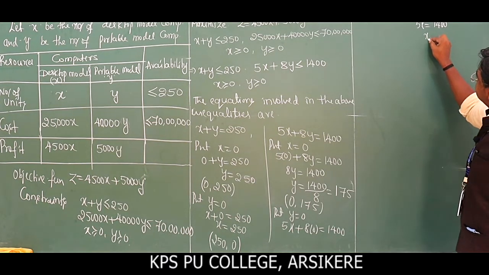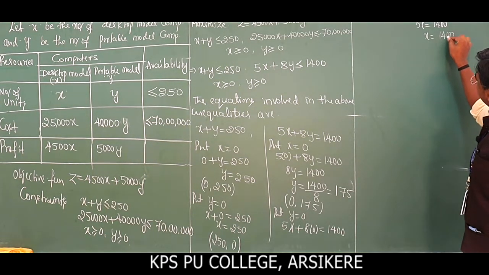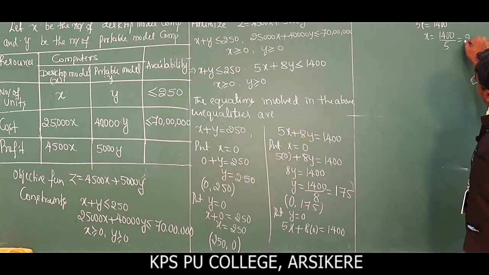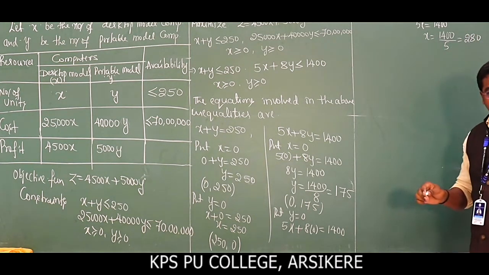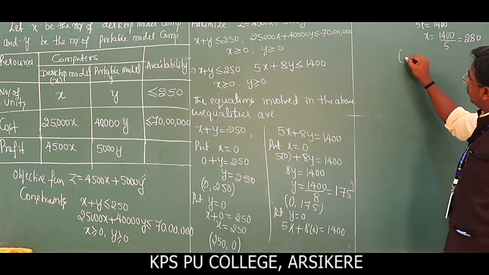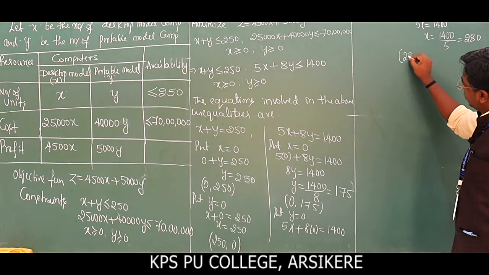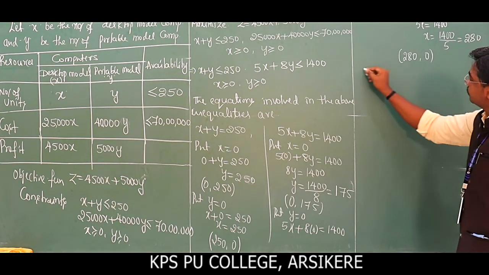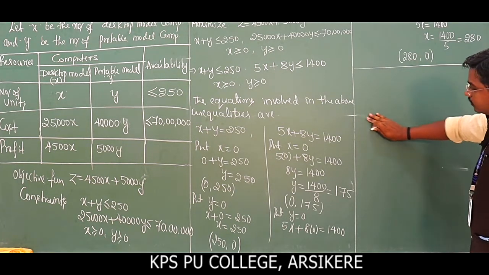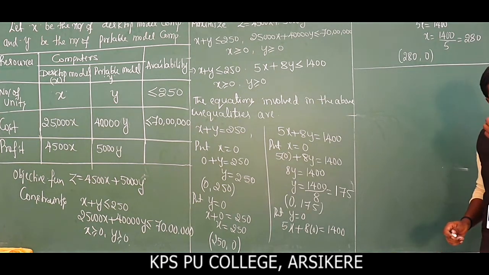So what is x then? x is equal to 1400 divided by 5. We are left with 280. Clear? Okay. What is the corresponding point here? x is 280 and y is 0. So one part has been completed. What is the next step?